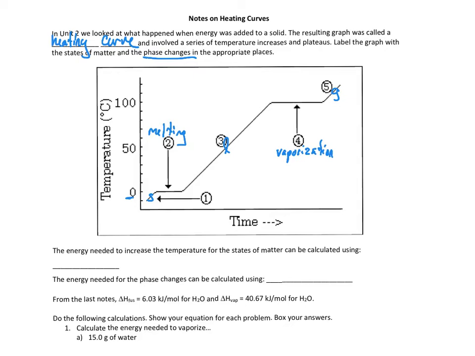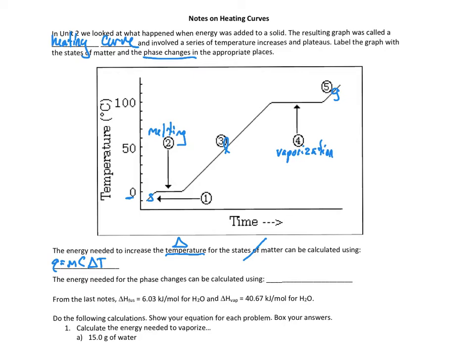Okay, so the energy needed to increase the temperature for the states of matter. Again, those are my diagonal sections. You do see temperature changing. So which formula have we been using that involves a change in temperature? Well, it's our Q equals m c delta T. So sure enough, in sections 1, 3, and 5, you can use that formula.